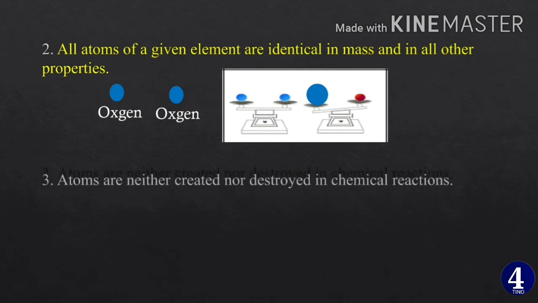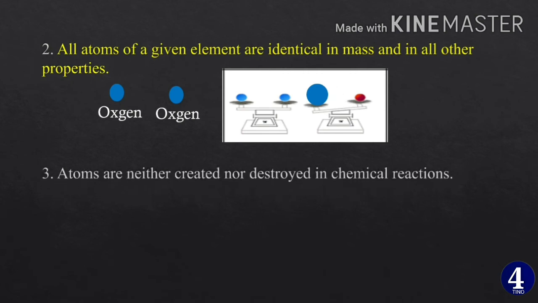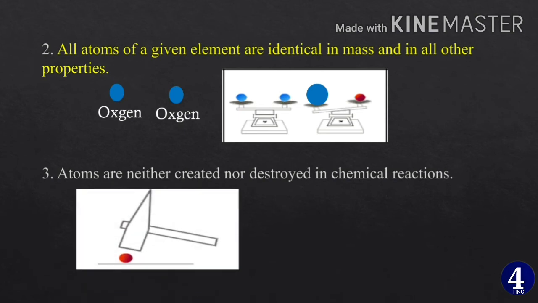The third postulate of Dalton's atomic theory is atoms are neither created nor destroyed in chemical reaction. Okay, this is the law of conservation of mass, as you know. So in order to explain this one, first, they are not breakable. Okay, you cannot break atoms anymore because they are the smallest particles which made up the atom, as per the thought of Dalton.